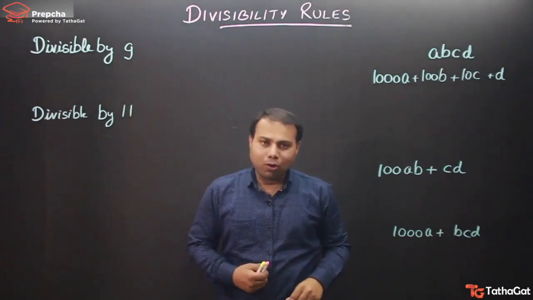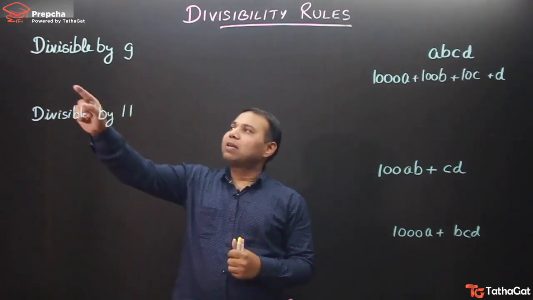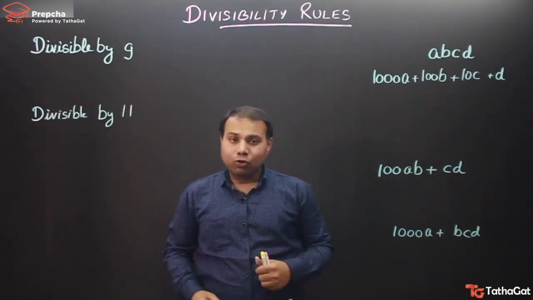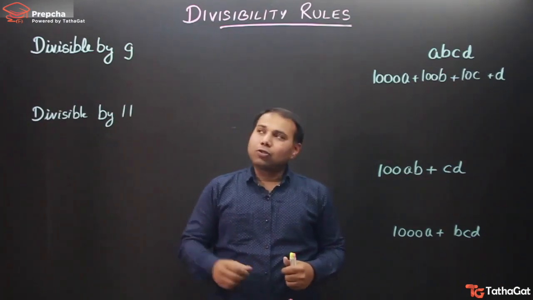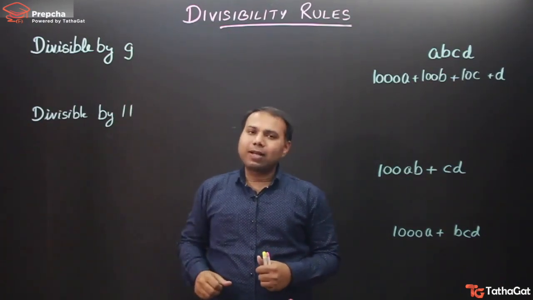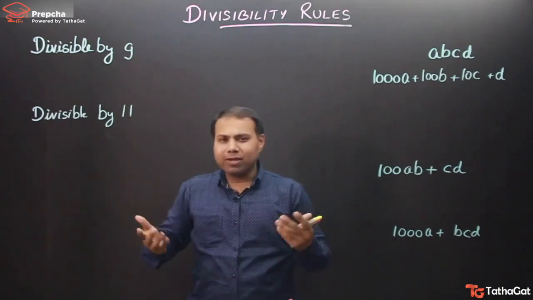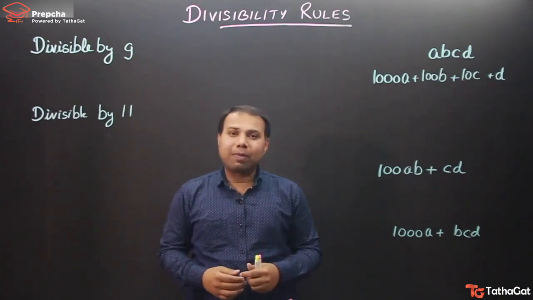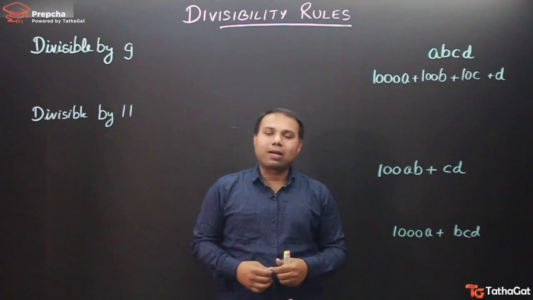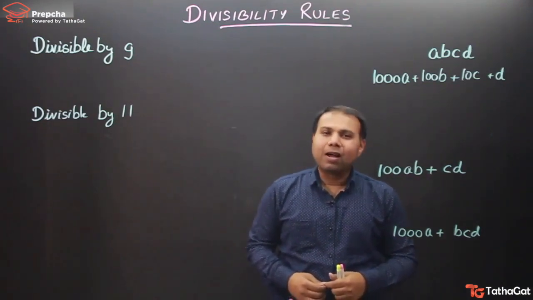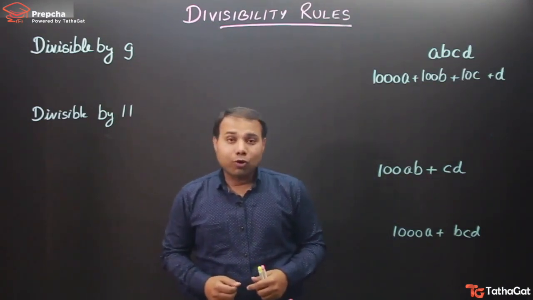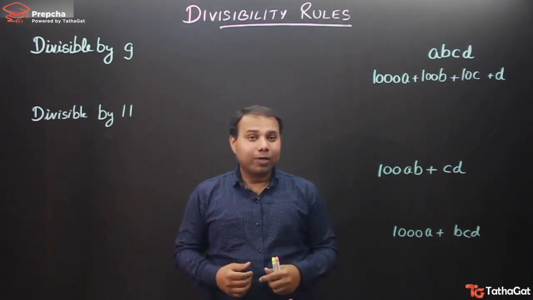So my question to you all is, how do you check whether a number is divisible by 9? Some of you may recall your school days. We just need to add all the digits and then see whether the sum is divisible by 9 or not. If that sum is divisible by 9, it means the number is divisible by 9, otherwise not. Now, my question to all of you is, why so?